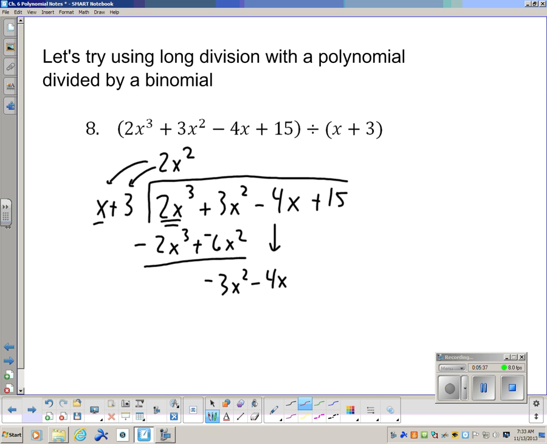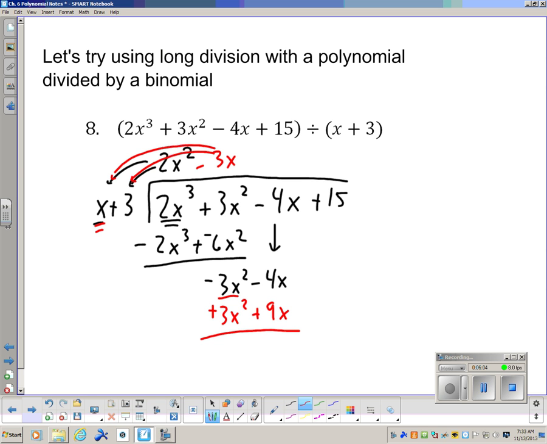Now it's x times what gives us minus 3x squared? Oh, that would be a minus 3x. Alright, so let's put a minus 3x up there. Negative 3x, going to distribute that through. Negative 3x times x is a minus 3x squared. Negative 3x times positive 3 there gives me a minus 9x.